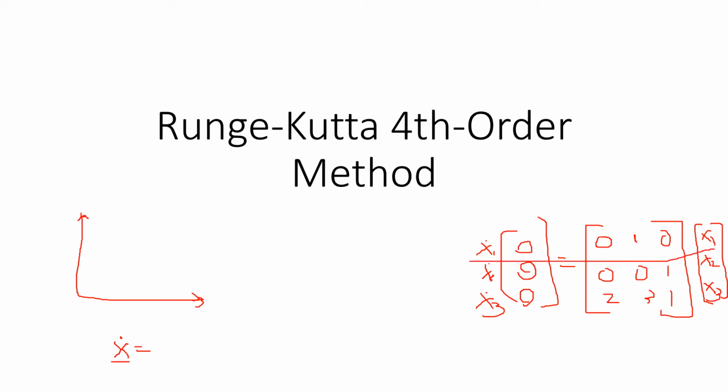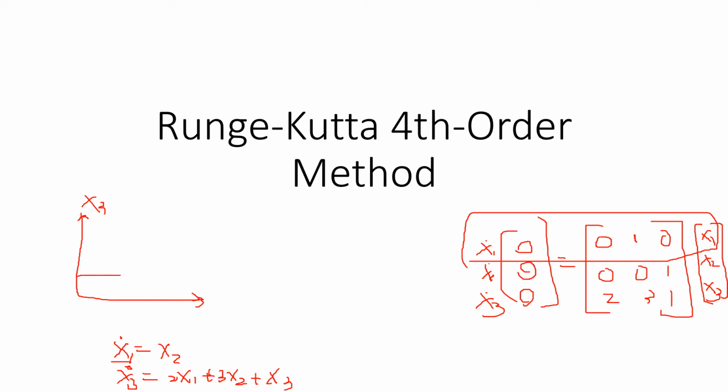So for each equation, for example, we get x1 dot equal to x2, x2 dot equal to x3, and x3 dot equal to 2x1 plus 3x2 plus x3. If we want to know the parameter for x3, for example, the actual solution of x3 may look like this.